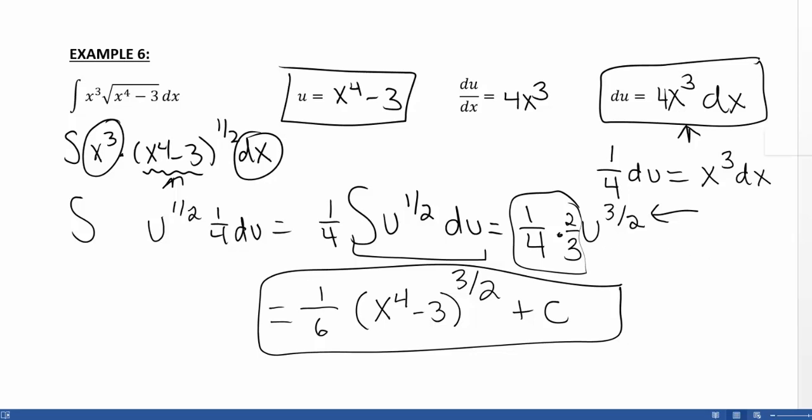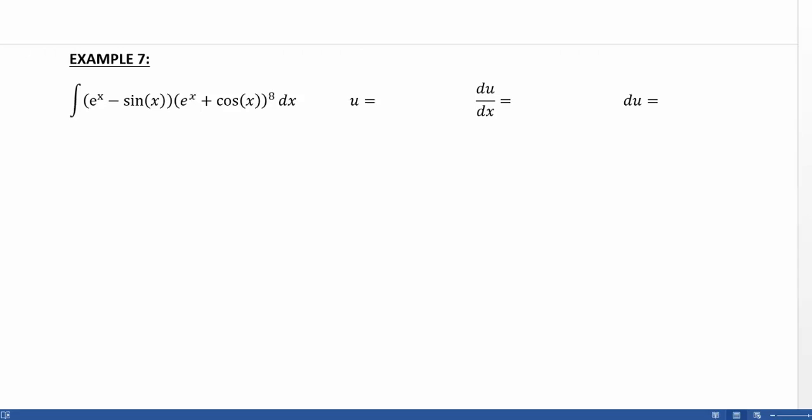Let's try another one. Example 7. So here, this looks fairly complicated. We have e's and we have trig functions. And again, we have two parentheses. So we have to figure out which one we should pick to be our u.